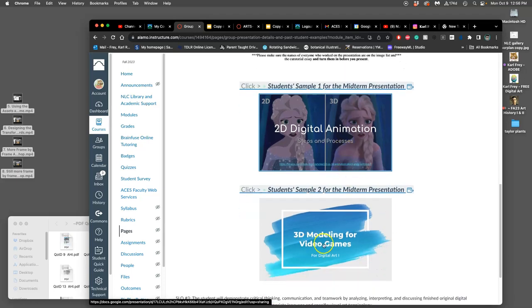The next is 3D modeling for video games. That doesn't mean you can't do 3D modeling for other things. I have a group from the morning class doing all different types of 3D printing. So it's a wide open world, but you have to go beyond 2D digital animation, beyond 3D modeling for video games. But let's look at these examples.